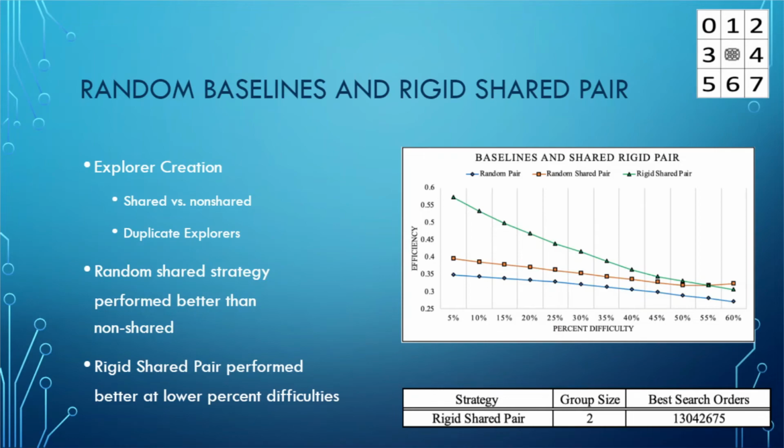So we'd have two search orders that were the exact same, and then we allowed them to share, because if they didn't, the amount of units moved would be exactly double what the single explorer was, because they would take the same path. If we look at the figure on the right, we can see that the random shared did much better than the non-shared. Furthermore, much like in the single explorer example, our rigid paired shared performed better than a random shared at lower percent difficulties, and they converged as we got to higher, with the exception that at 60%, the rigid shared paired actually dipped below the random shared.